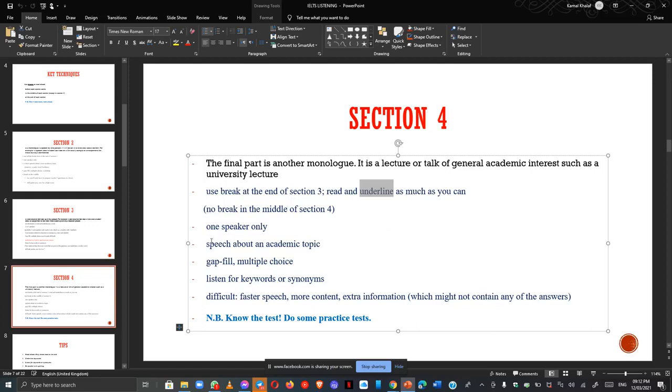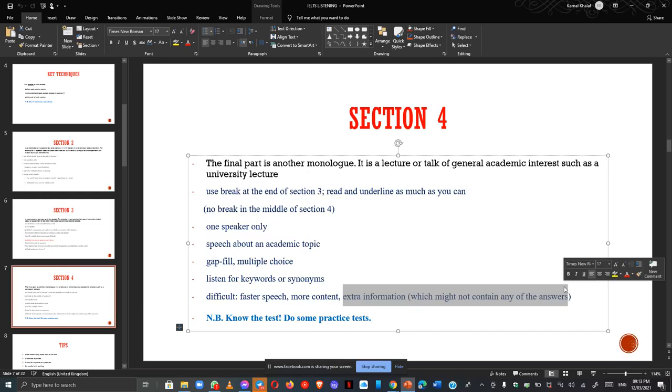One speaker, a speech about an academic topic. Again, gap fill, multiple choice. Again and again, don't forget, listen for key words or synonyms, very important. The idea is, we can say it is more difficult compared with the others, but I don't agree with this. You will get to know that soon. It's a faster speech, more content, extra information which might not contain any of the answers. This is one of the features of section 4.